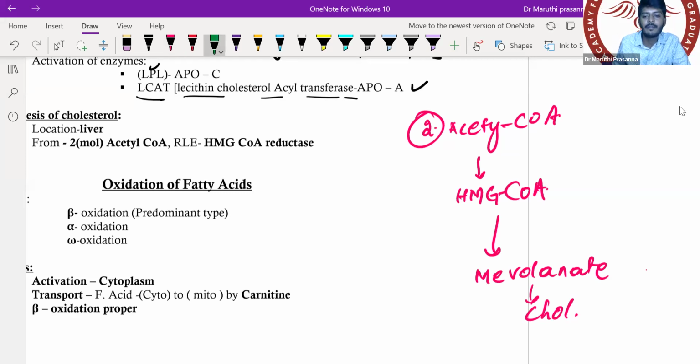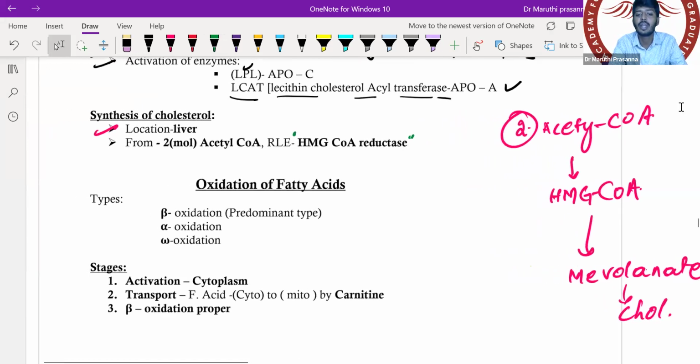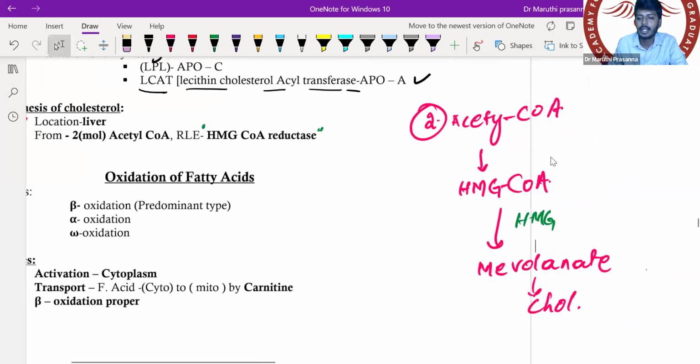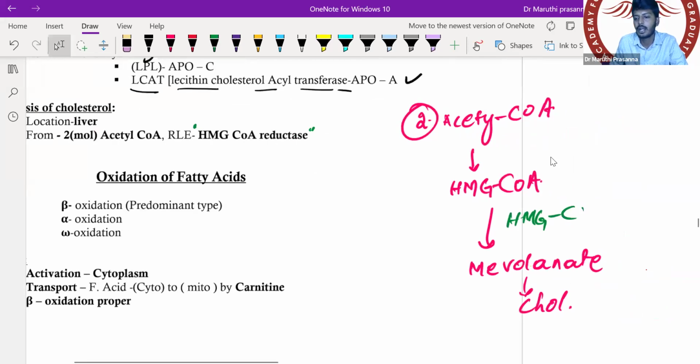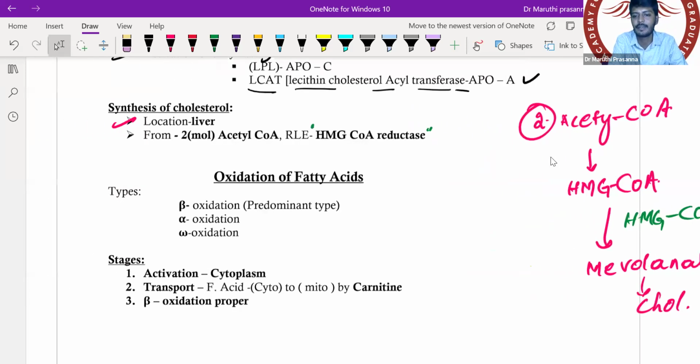For that we require an enzyme called HMG CoA reductase. This HMG CoA reductase will convert HMG CoA to mevalonate. So this is the enzyme required for the synthesis of cholesterol. That is the rate limiting enzyme.